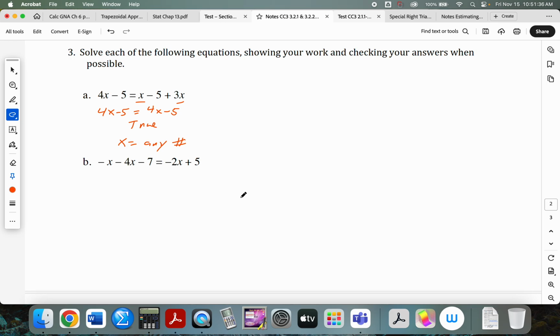What would you check? You could pick a random number, pick your favorite number, 3, and see if it's true. If you pick 3, it's 4 times 3 minus 5 equals 3 minus 5 plus 3 times 3. That's 12 minus 5 is 7. We want to see if this comes out to be the same. This is 3 minus 5 is negative 2 plus 9, also 7. Huzzah.